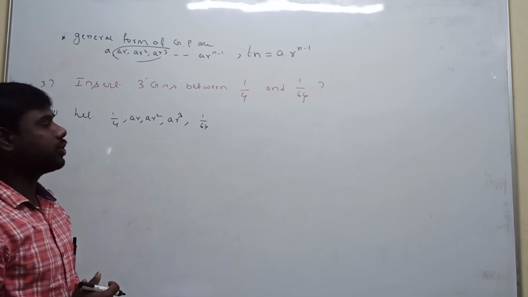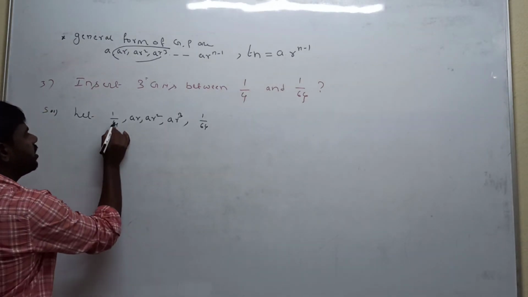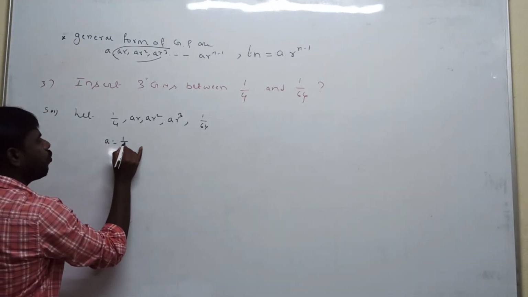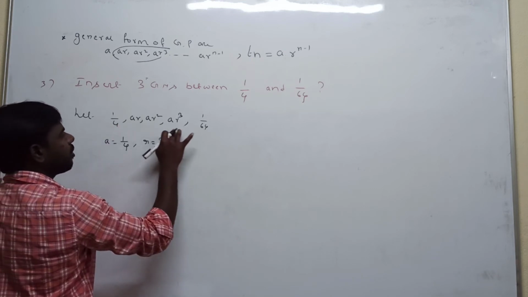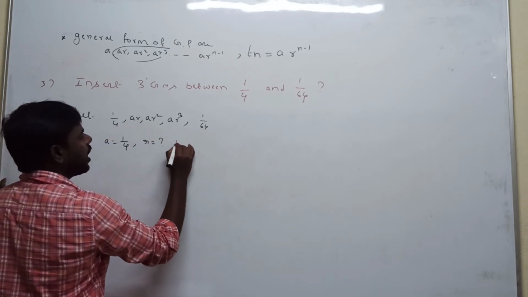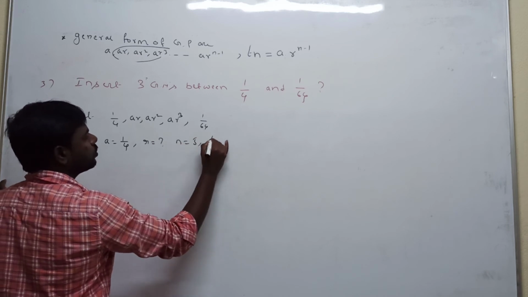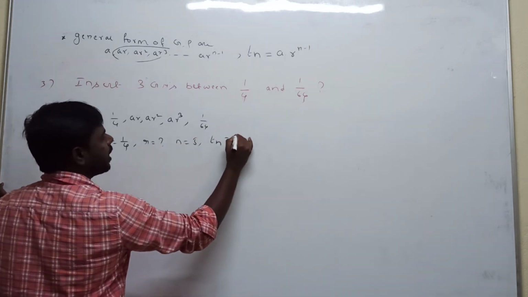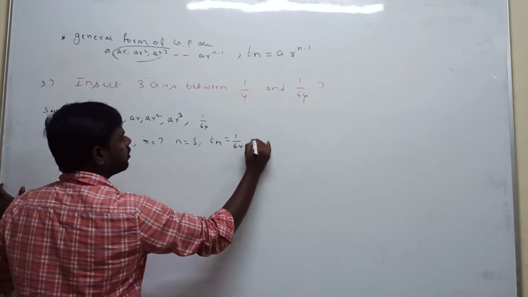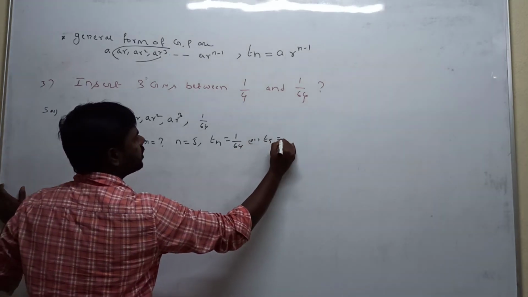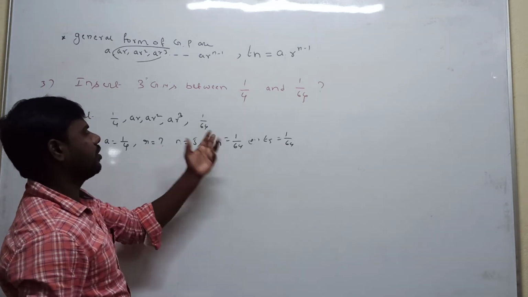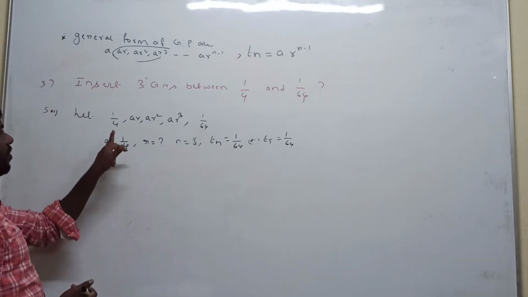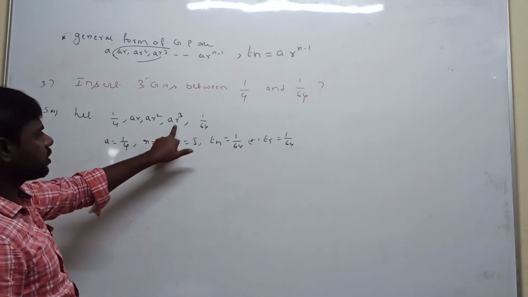Do we understand? Here, what is the first term? The first term is a equal to 1/4. To calculate the common ratio, n is equal to the number of elements. How many elements are there? n is equal to 5. So the last term is 1/64, or else the fifth term value is 1/64, because n is replaced by 5. So t5 is equal to 1/64, because of first term, second term, third term, fourth term, fifth term.